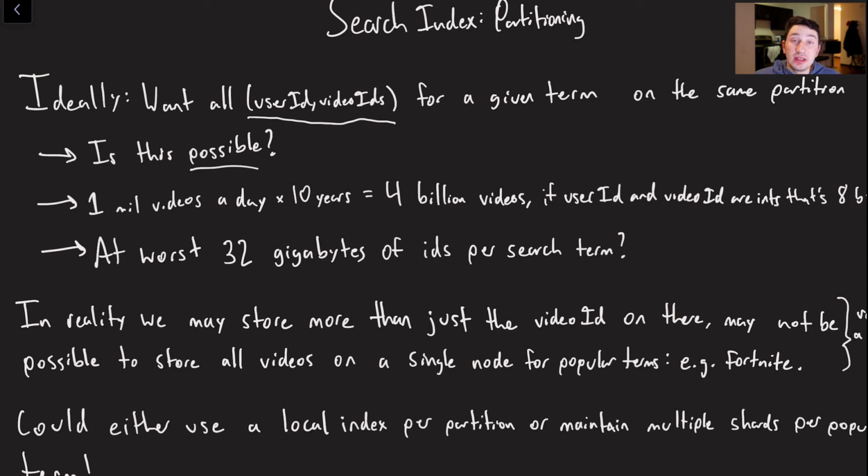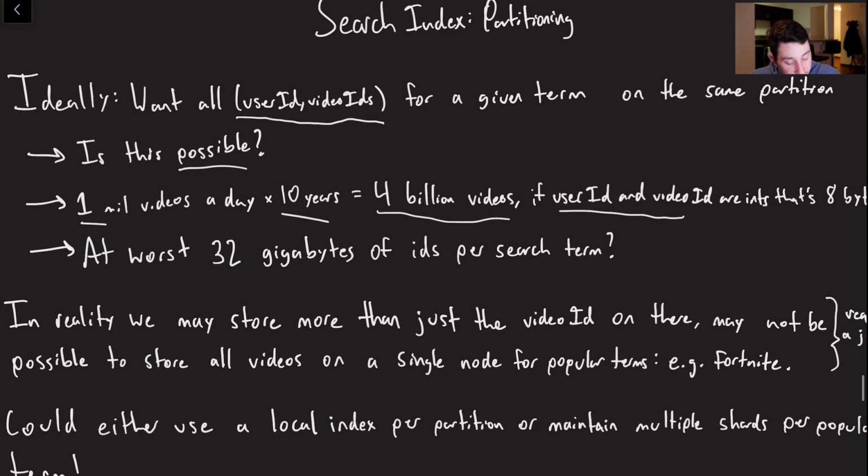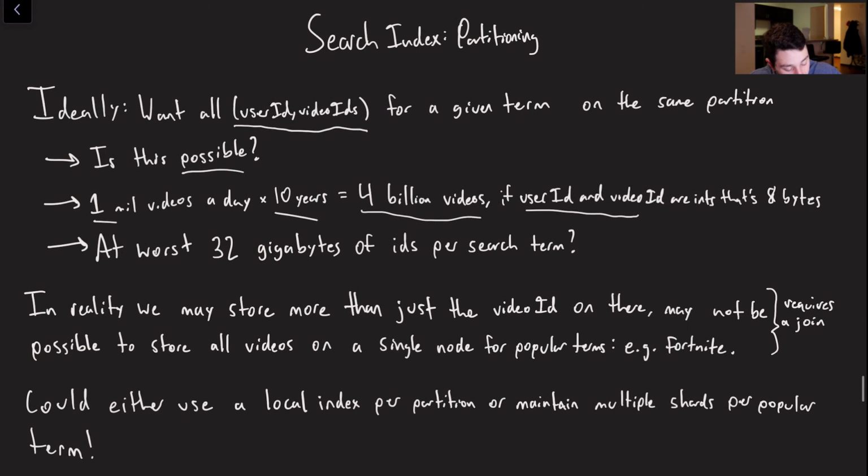We've actually discussed how much storage we have available. We've discussed how many videos we've posted. Can we get this done? Let's say we post 1 million videos a day over 10 years, that's about 4 billion videos. So if the user ID and the video ID are integers, that means combined, they are 8 bytes in total. So 8 bytes times 4 billion is 32 gigabytes of IDs for a search term. In theory, that is actually super possible.